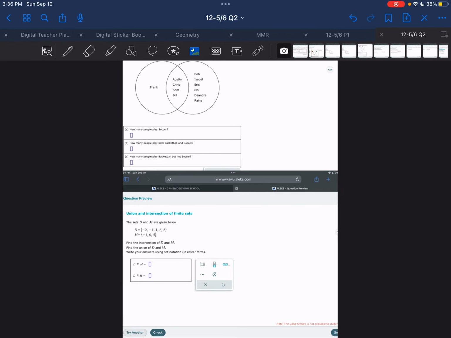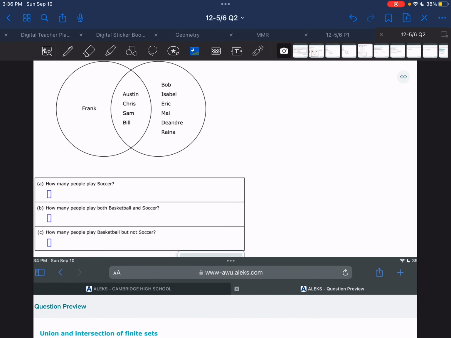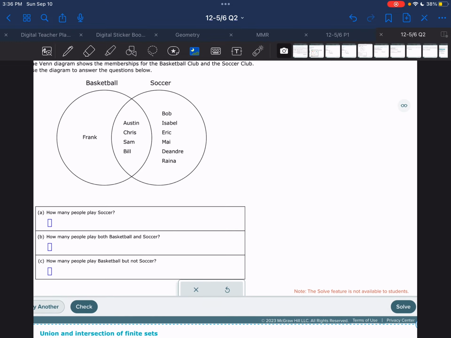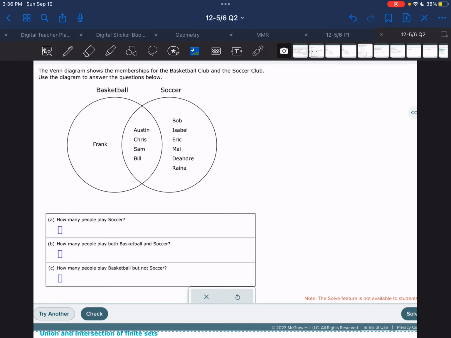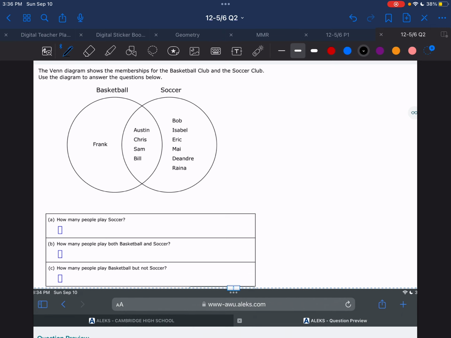For question number 2, you could have gotten the following. All right, so in this first question here, let me move that down some so we can see the whole thing. The Venn diagram shows the members for a basketball and soccer club.